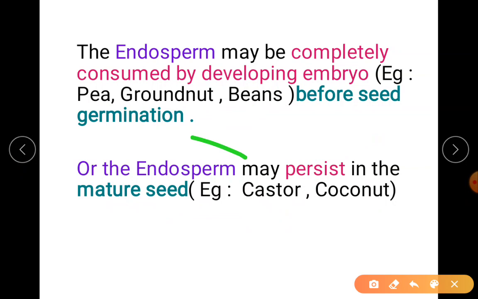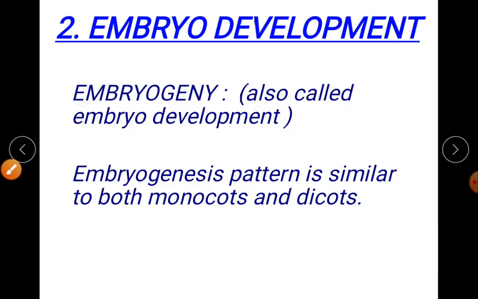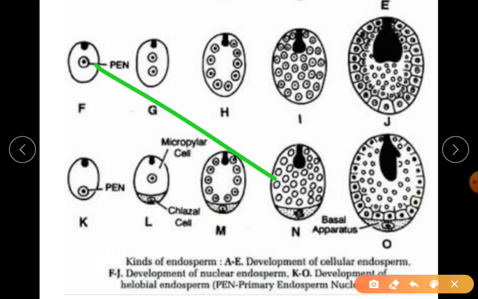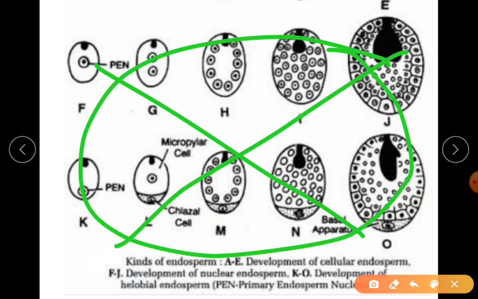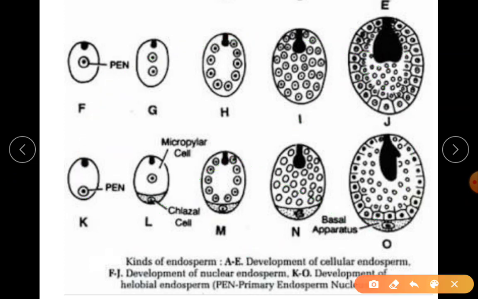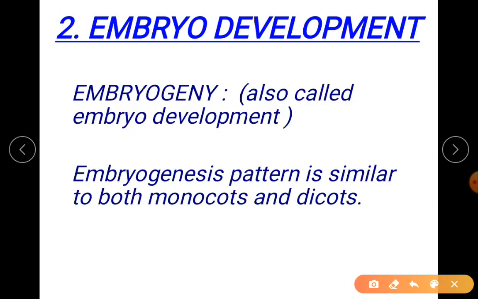You might remember kobbari, we say. Only some of you know. To prepare oil from coconut, we dry the coconut kernel. That is your kobbari, right? That is your persistent endosperm. So it's clear. Please remember, this diagram is not there for your exam. That's why it is only asked as a 3-mark question, not more than that.